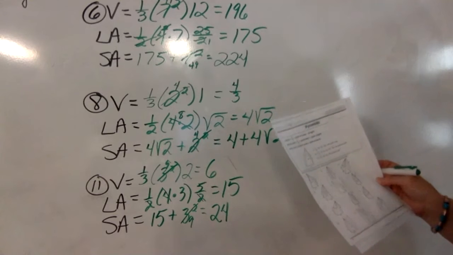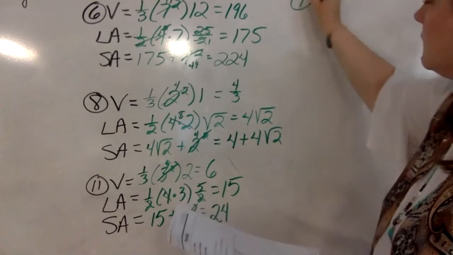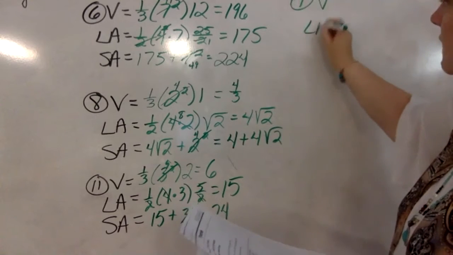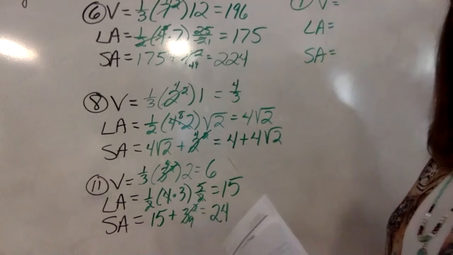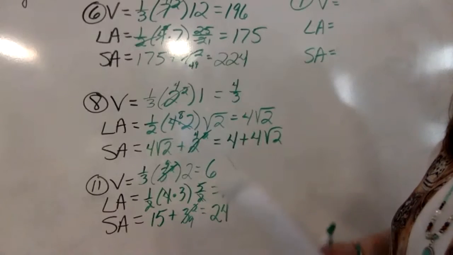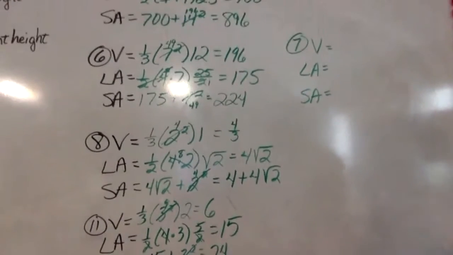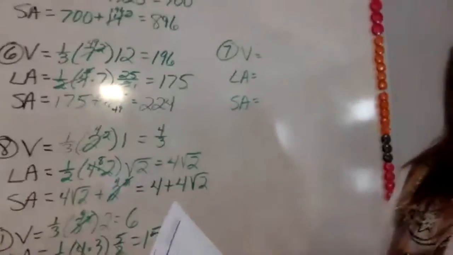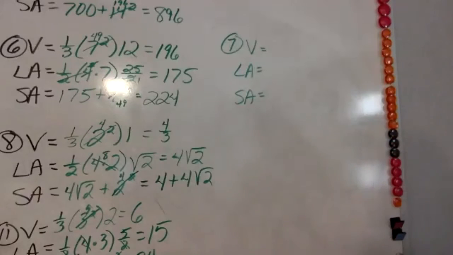Everybody got all that? Okay. So what I want you to do now is I want everybody to go back and do number 7. On your own, try number 7, and then we'll go over them and check your answers.